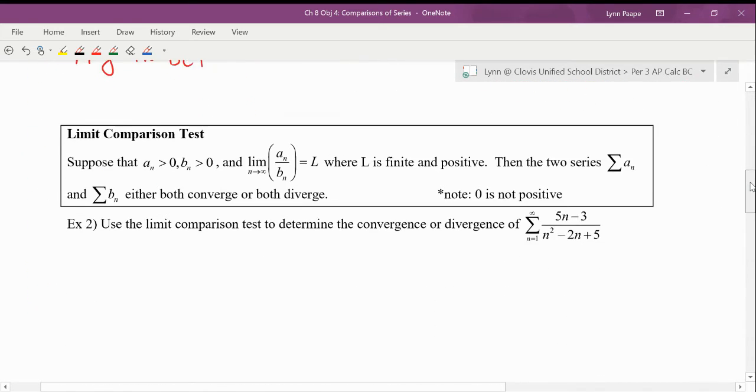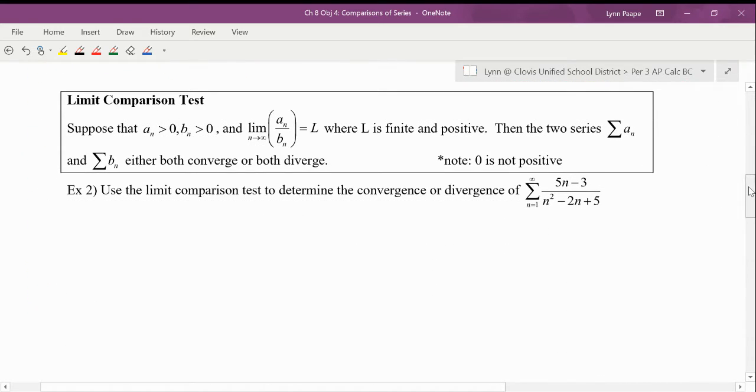All right, so let's take a look at the limit comparison test. What does that one say? This is just an alternate. The direct comparison is very persnickety: it has to be less than this and greater than that in order for it to converge or diverge, a lot of rules attached. The limit comparison test doesn't have as many rules, but it definitely has a few.